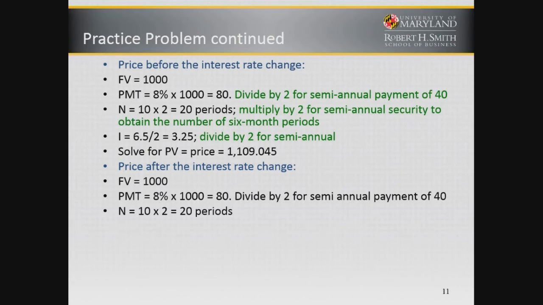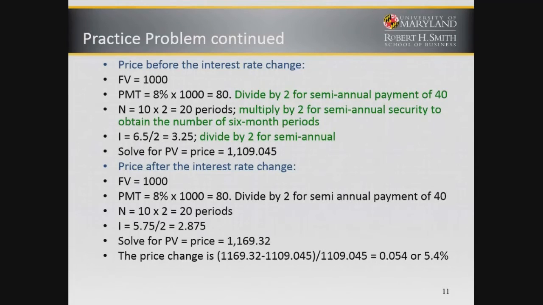$1,109.04. After the interest rate change, now the yield is 5 3/4, gone down by 3/4, or 2.875 is the periodic yield, and we solve for the price $1,169.32. Of course, we expect the bond price to rise because interest rates fell. The percentage change in the bond price, the new minus the old divided by the old, is 5.4%.